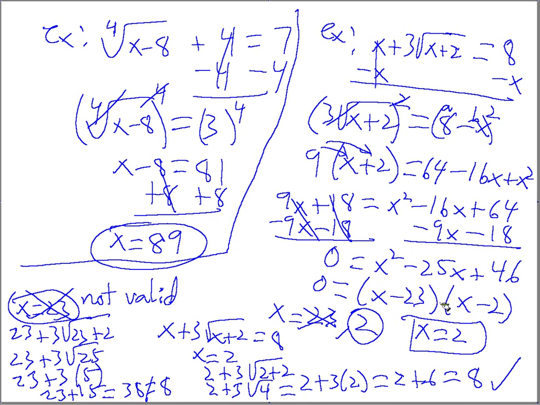But then we got two answers. We have to check both answers, make sure they are both valid. In this case, 23 is not, as you can see from the work down here, right? But 2 is valid, as you can see here. So just 2 is the answer. Eliminate the 23, the extra answer.